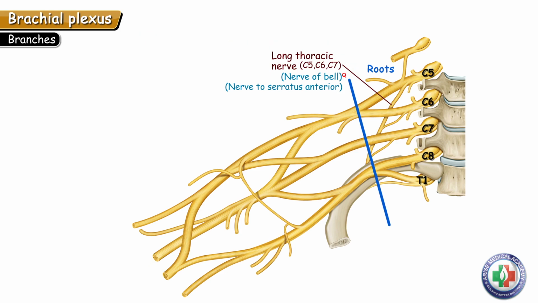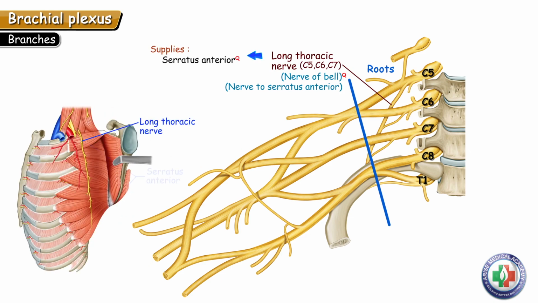Long thoracic nerve, also called nerve of Bell or nerve to serratus anterior, comes from the roots C5, C6 and C7 of the brachial plexus. Long thoracic nerve supplies serratus anterior. Serratus anterior muscle is inserted on the costal surface of the medial border of scapula.